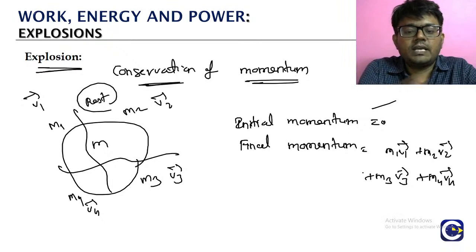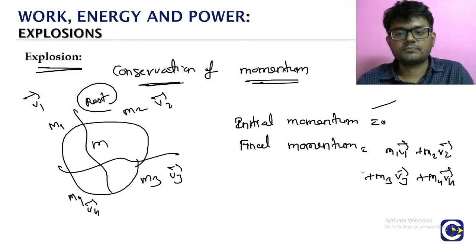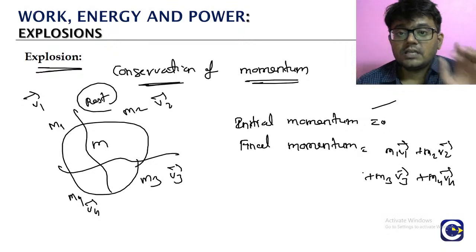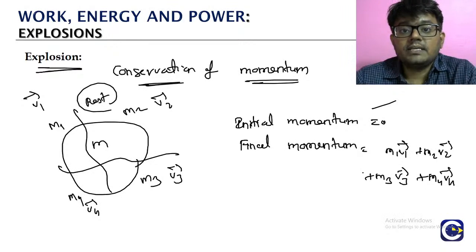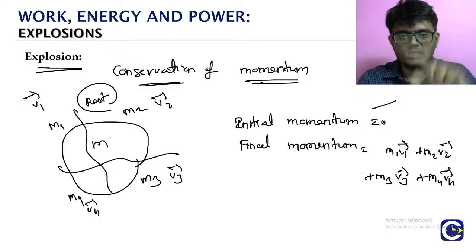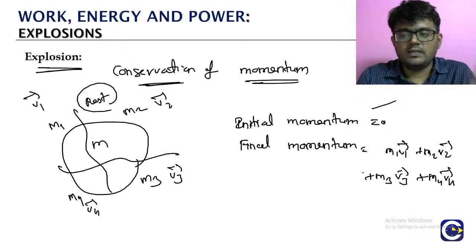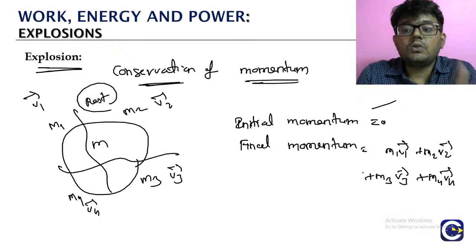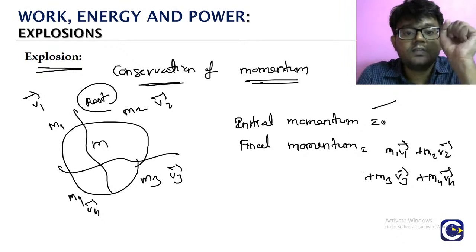In the explosion, we have to add the momentum of all the particles. But we have to be careful when adding, because momentum is a vector quantity. We should not just add values like 1 plus 2. We have to consider the directions and add them along with the directions. Okay? So that is what we need to look at in the conservation of momentum principle in case of explosion.